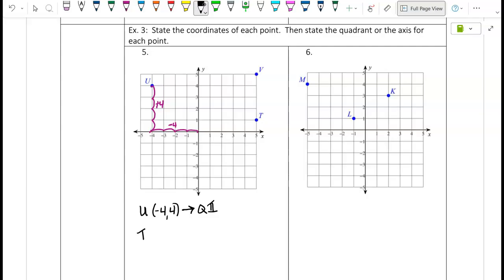Okay, next I'm going to do point T. So we go 1, 2, 3, 4, 5 to the right. And then we go up 1. So T is the ordered pair 5, comma 1. And what quadrant is that? Quadrant 1.